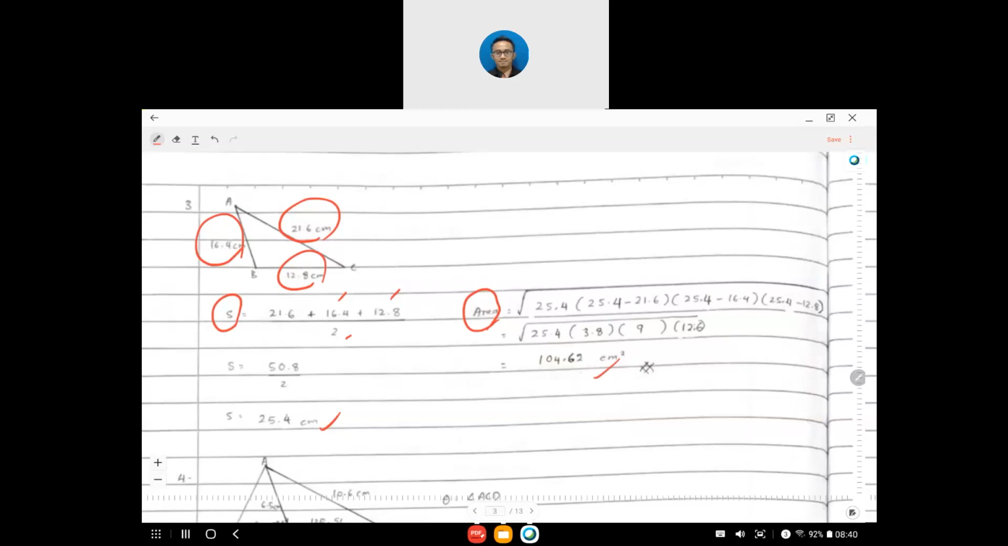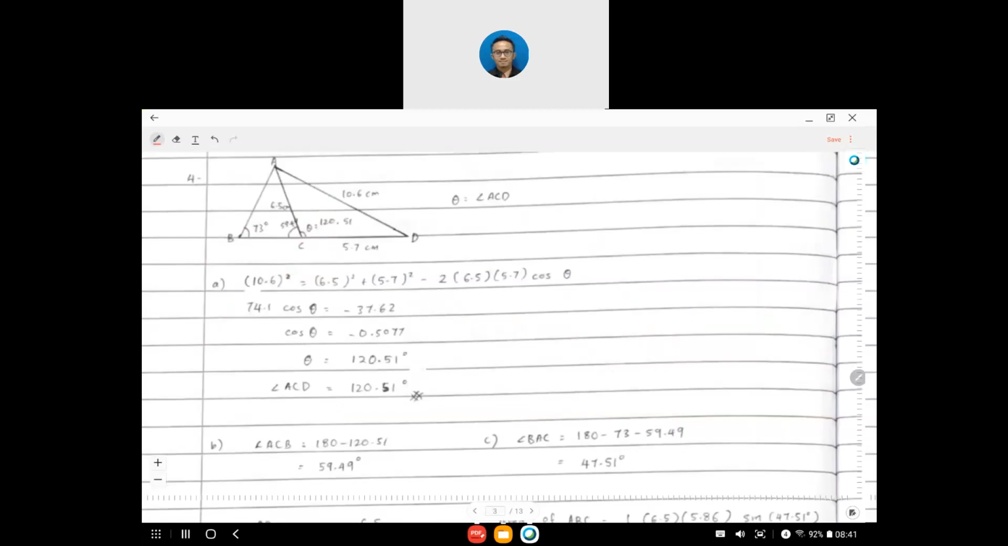Okay, look at question 4. In the diagram below, B, C, D is a straight line. So you have this diagram, BCD is a straight line. Calculate the angle of ACD.